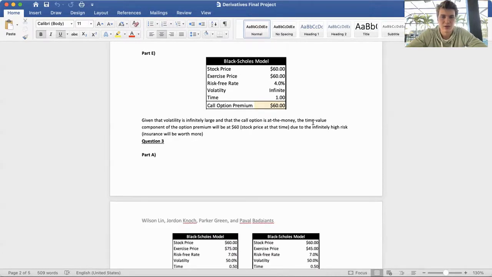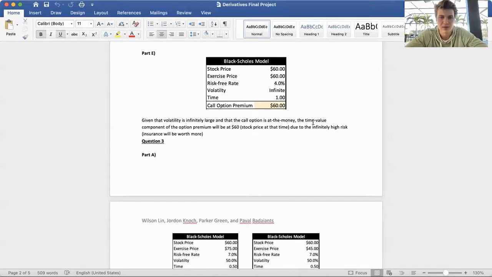Last part of the question, the stock price is $60. This isn't changing. Exercise price is also $60. The risk-free rate, 4%, staying pretty consistent. Volatility is to infinity. And then the time is also 1 year, 12 months. So just 1 year. And then the call option premium would be worth $60.